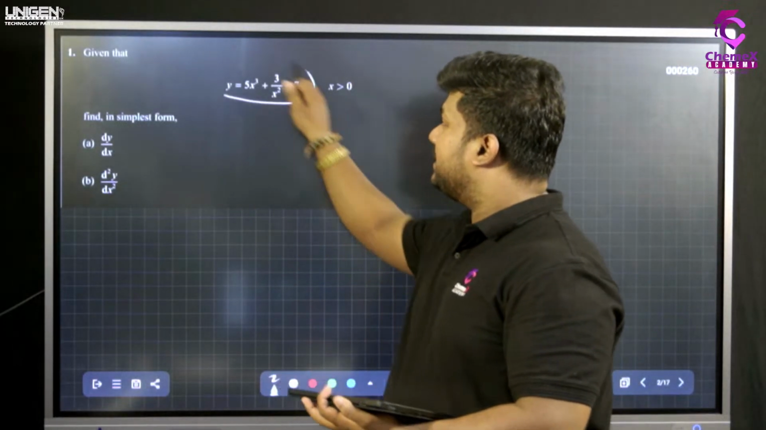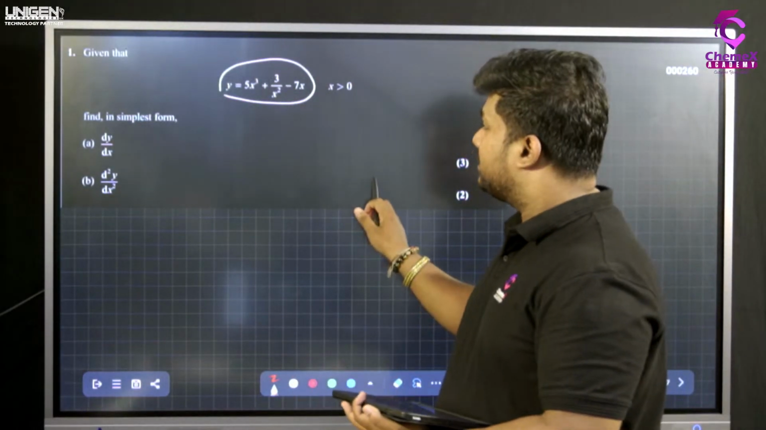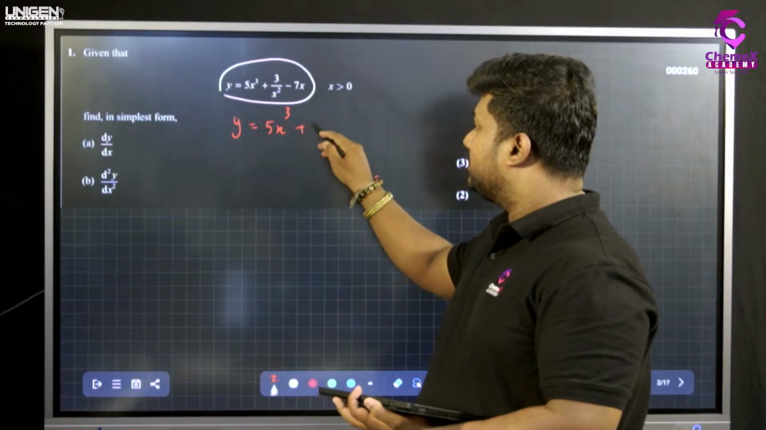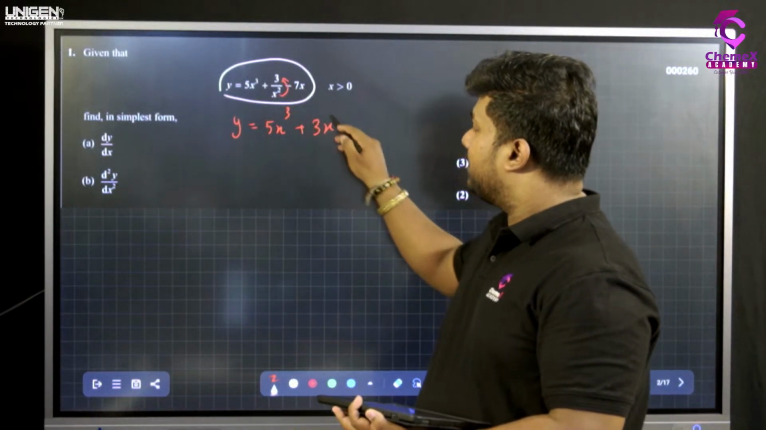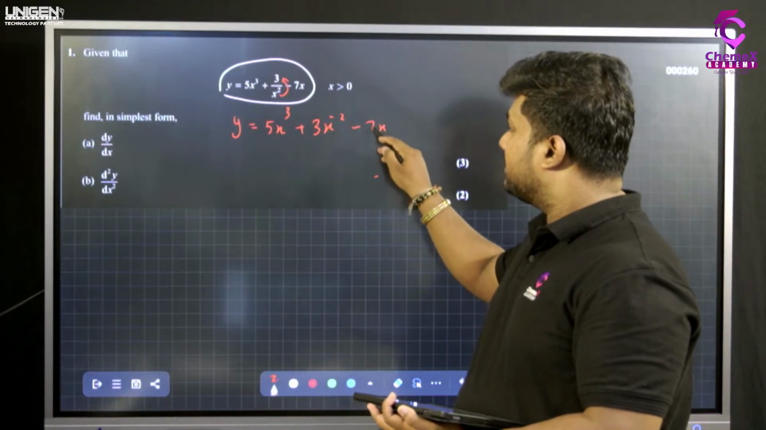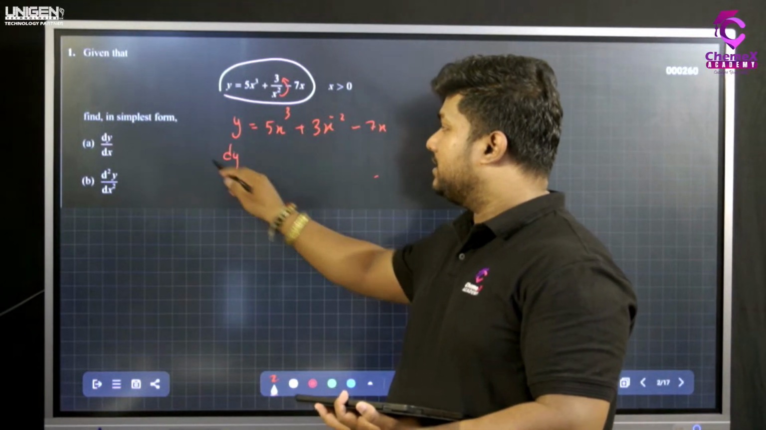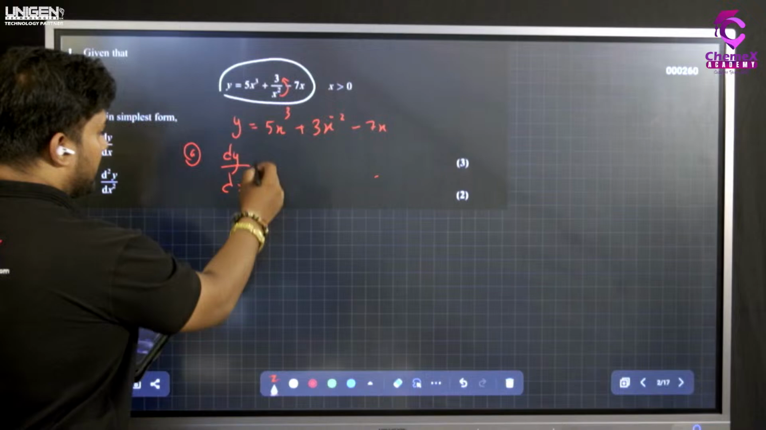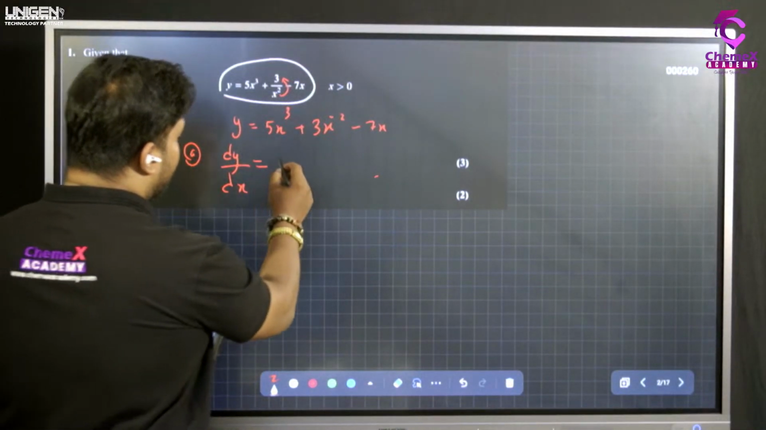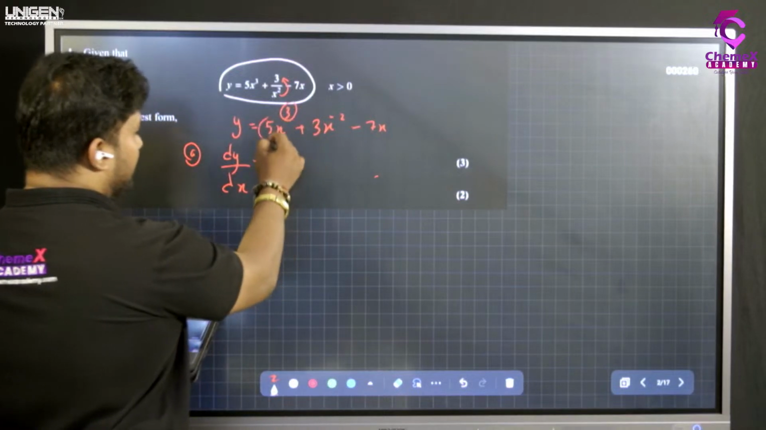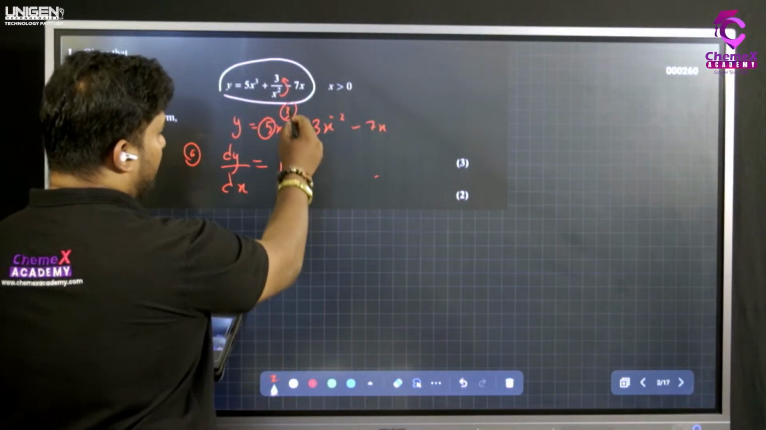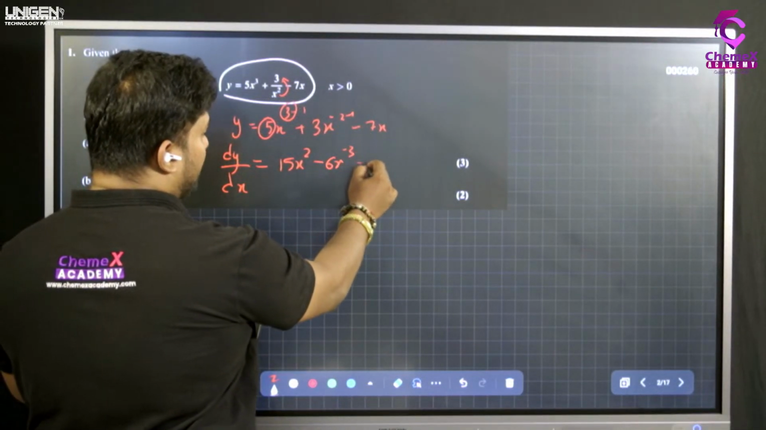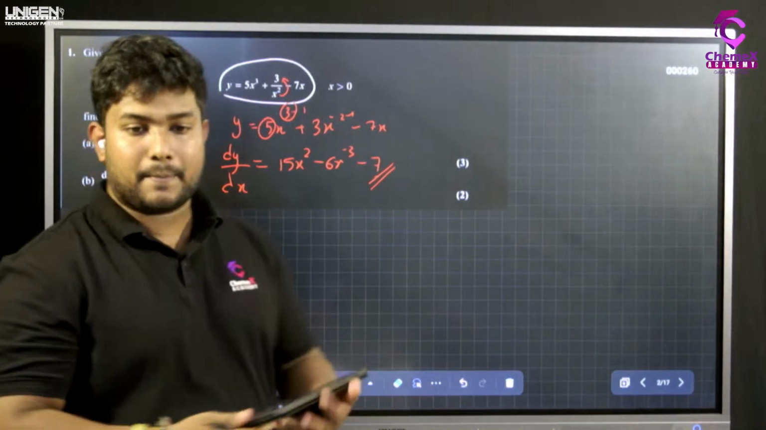So first thing is you linearize this equation. How do you linearize? Bring the x squared up, so it's 3x to the power minus 2 minus 7x. Then you differentiate it, because the first part is about differentiating. So dy over dx is equal to 15x squared, you multiply this with this and subtract 1 from the power, minus 6x minus 3 minus 7. Any doubts with that?